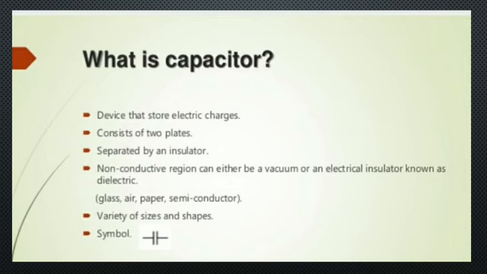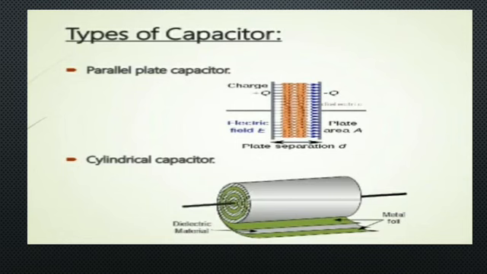Okay, students, right. See that. We use two types of capacitor in day-to-day life. One is the parallel plate capacitor, and another is the cylindrical capacitor. See, the parallel plate capacitor looks like this. This is one plate and this is another plate. One is a positive charge plate and the other is a negative charge plate, separated by a particular distance. In between, an insulator, that is, dielectric material, is present.